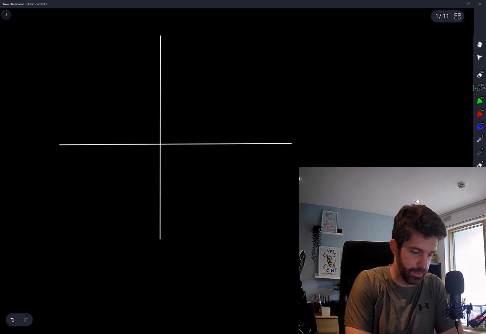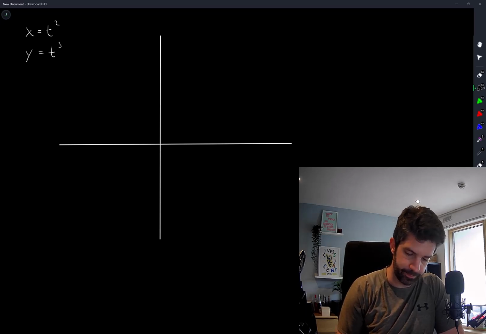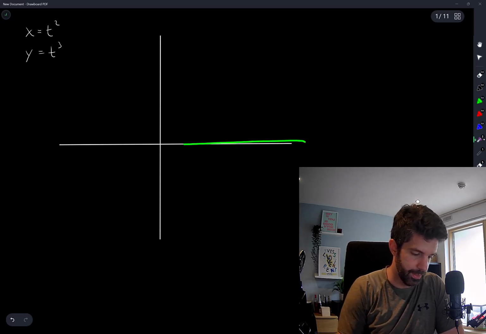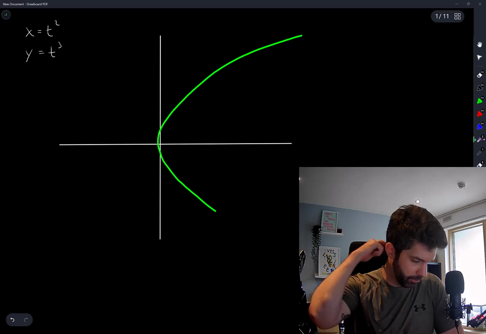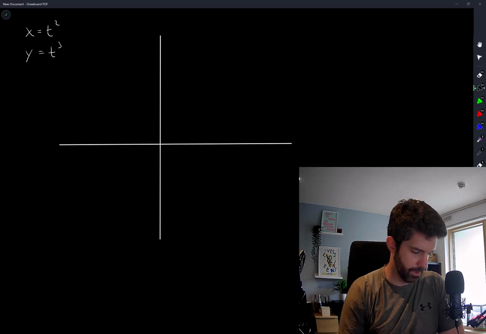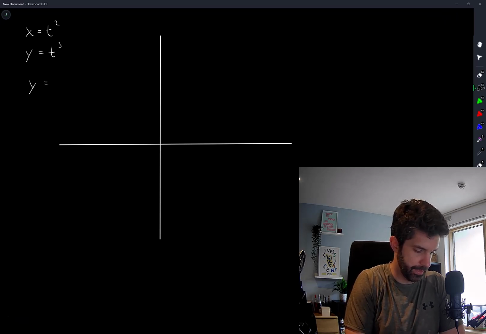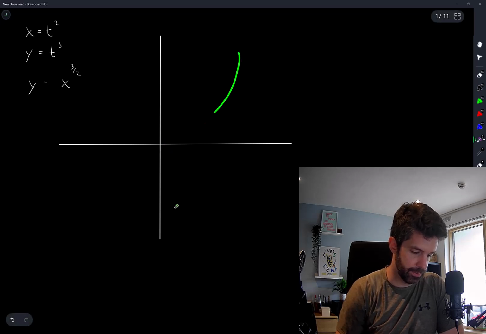So C1 is parameterized by x is equal to t squared and y is equal to t cubed. As t ranges over the reals, x goes back and forth, and y goes something like this. In fact, it'll be a cubic, what do we have here? We have y is equal to x to the power of 3 over 2. So what does that look like? Something like that. And we also get this negative part.